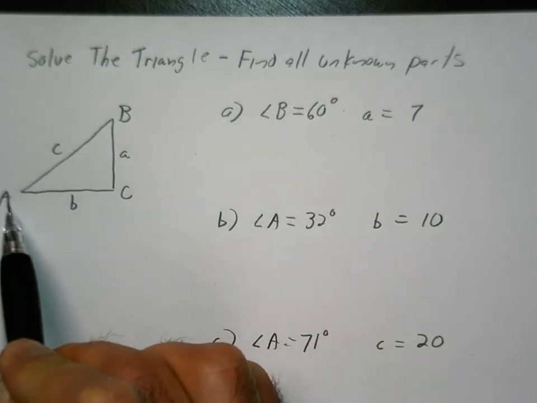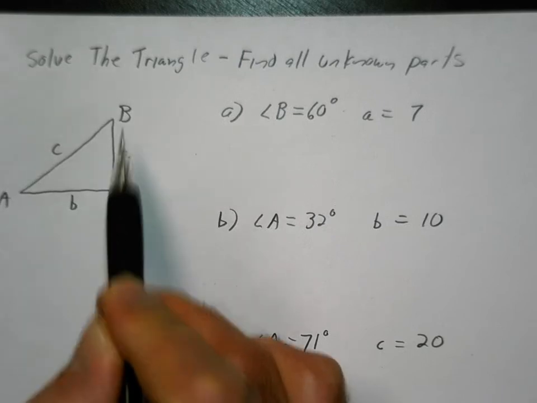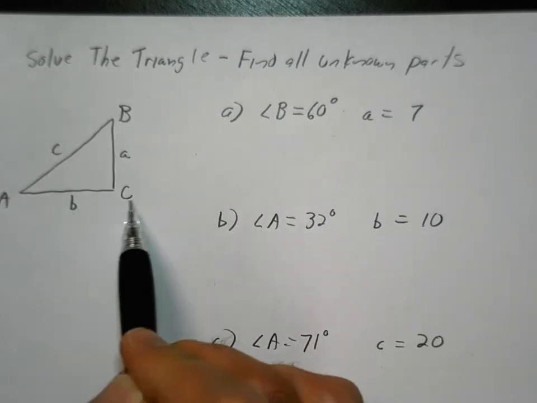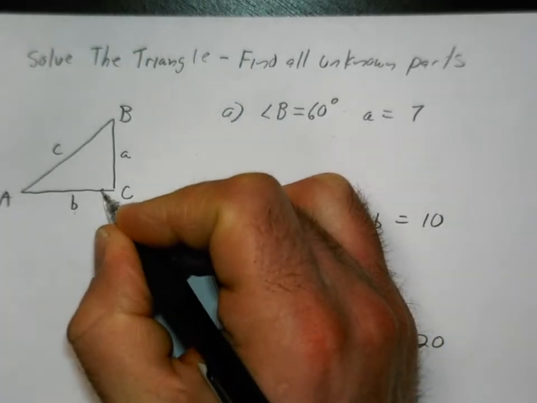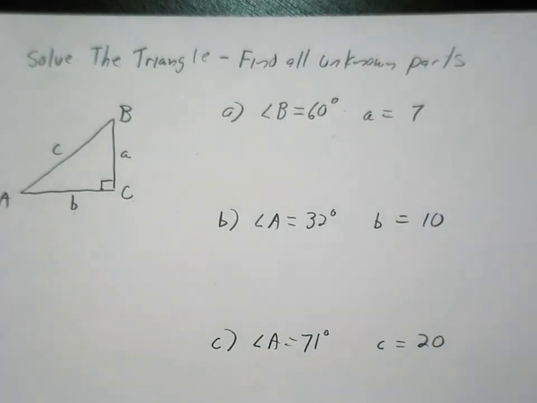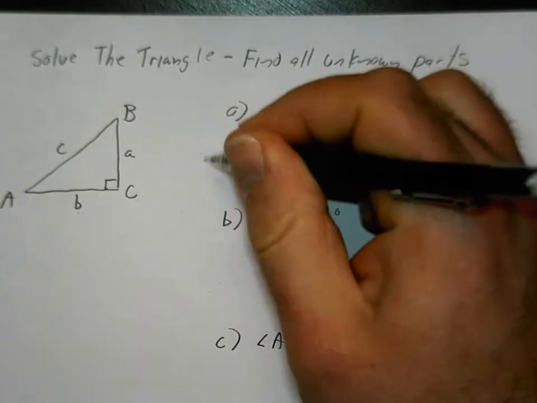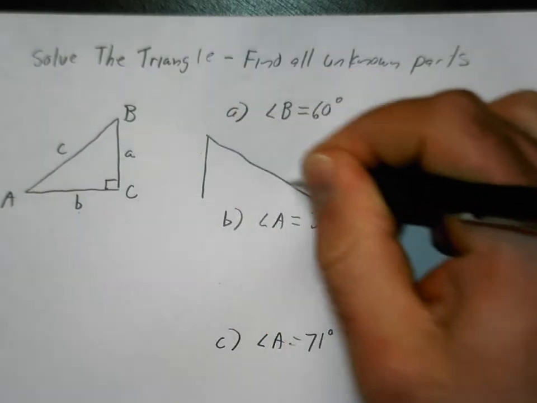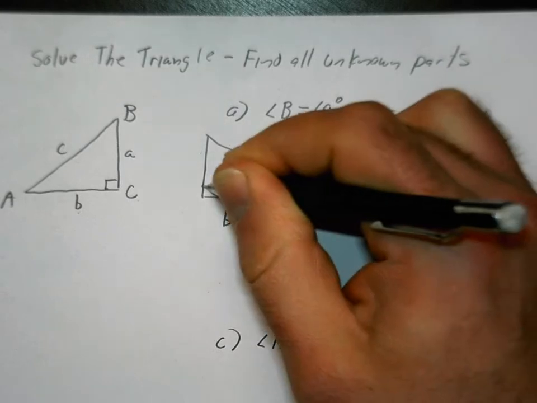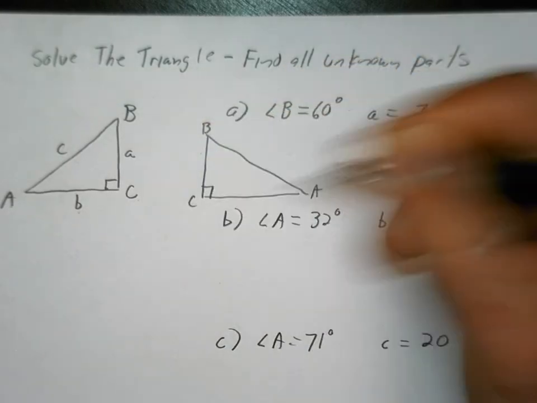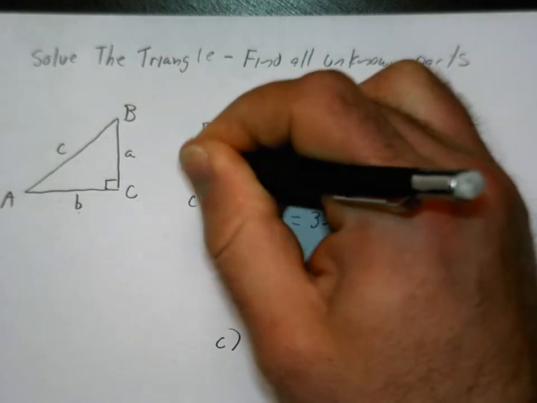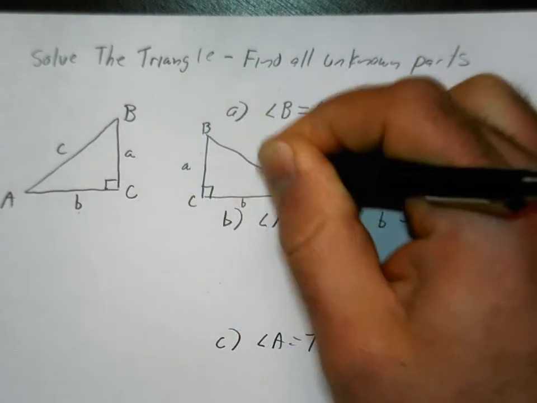Angle A is always opposite side A. Angle B is opposite side B. Angle C is opposite side C. Angle C is our right angle there. Okay, so if I was to draw this triangle out, I call this A, B, C. This is A, B, C.